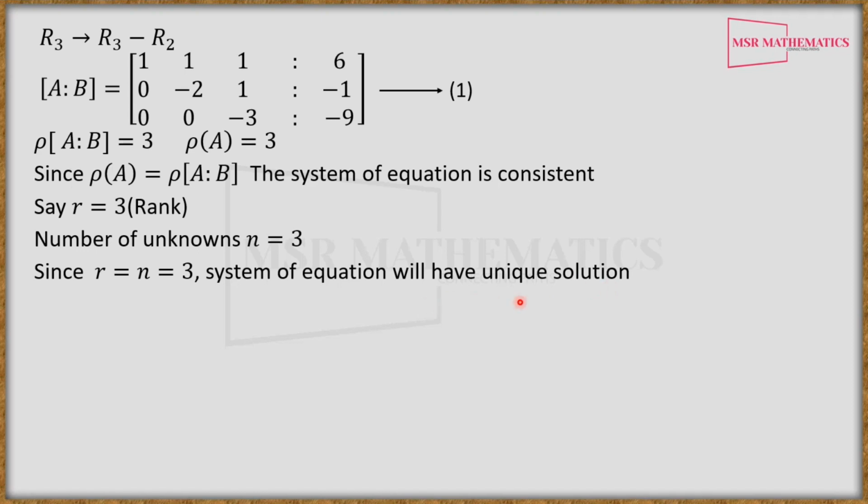We already discussed this in a note. If r is equal to n, the system of equations will have a unique solution. If r is less than n, we can conclude that the system of equations has infinite solutions. Since the system of equations has a unique solution, from equation 1, that is the echelon form of the augmented matrix, we have to consider the equations.